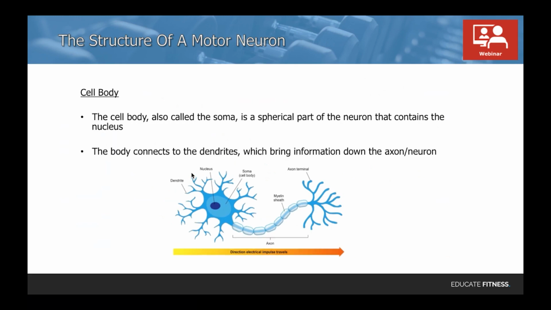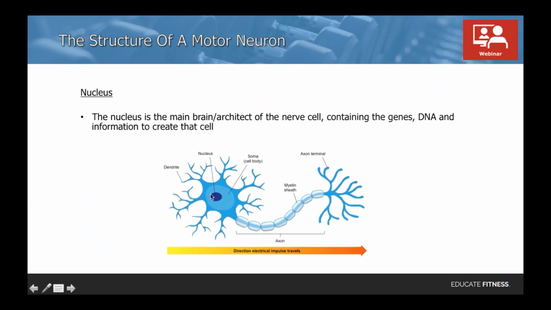The cell body here is also known as the soma. So the part that looks like an egg, this is the cell of the motor neuron. It's a spherical part, looks like an egg, and it contains the nucleus. So the cell body will connect to the dendrites, which brings the information down the axon, down the nerve.